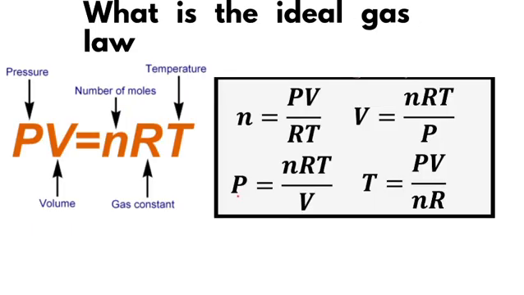What is the ideal gas law? The ideal gas law is a fundamental equation of state that describes the relationship between the pressure, volume, number of moles, and absolute temperature of an ideal gas, represented by the equation PV equals nRT. So depending on the variable that we're looking for, we get four new equations.